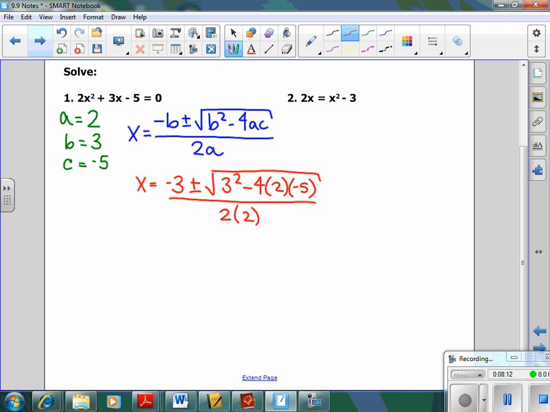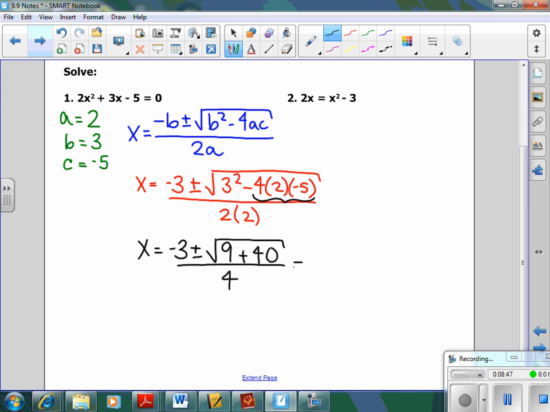And now it's simplifying. This is why this method takes a long time. There's lots of simplifying, and there's lots of room for mistakes. So let's be careful as we continue. I have negative 3 plus or minus. We got a bunch of stuff inside the square root. So 3 squared is going to give me 9. And then I have this mess right here. Negative 4 times 2 gives me negative 8. And if I multiply that by negative 5, I end up with 40. And then it's all divided by 2 times 2, or 4.